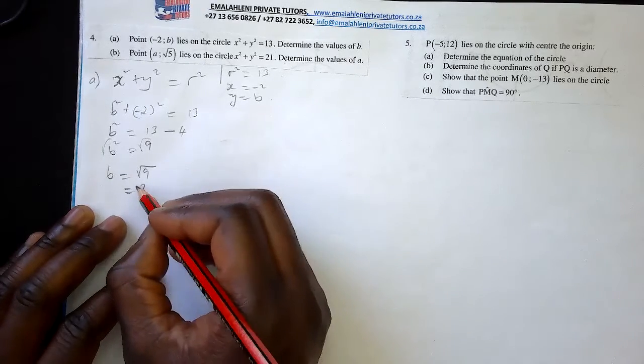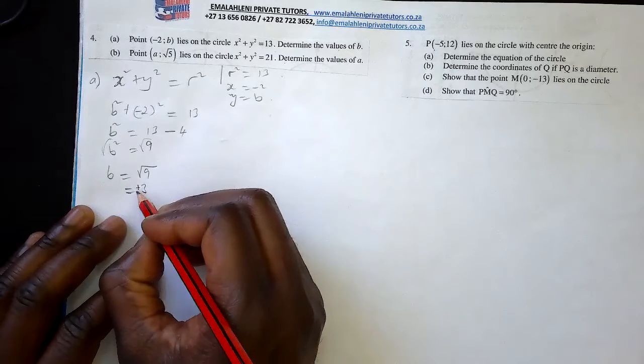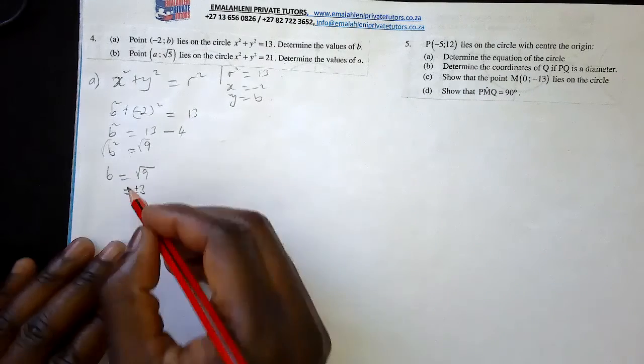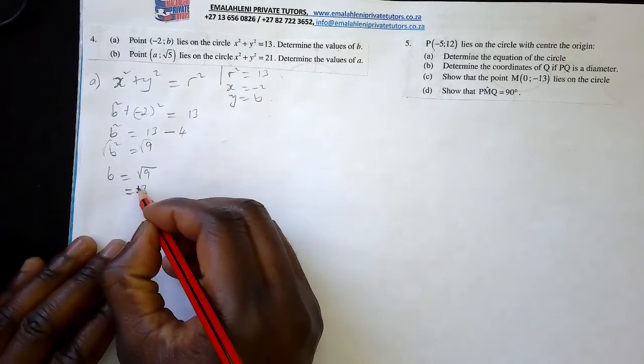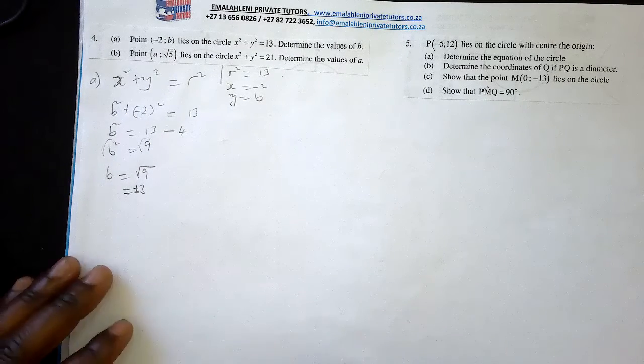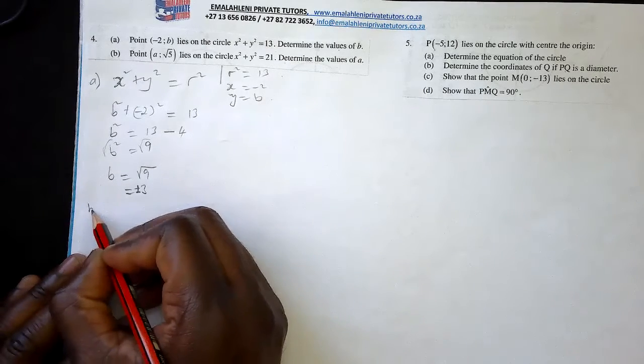Now, this has to be plus or minus 3. When it's plus minus 3, what should we do in that case? Because we're told to determine the values of b. From the word values, it means that it has to be 2 values. So it's going to be plus minus 3. Remember, a root gives us 2 values. Okay, now let's move on to b.